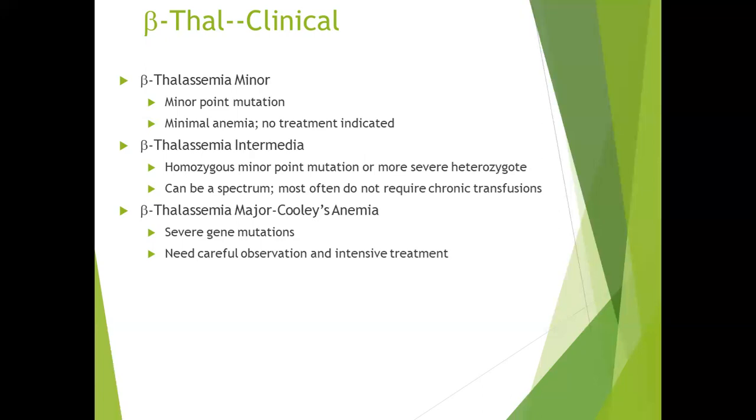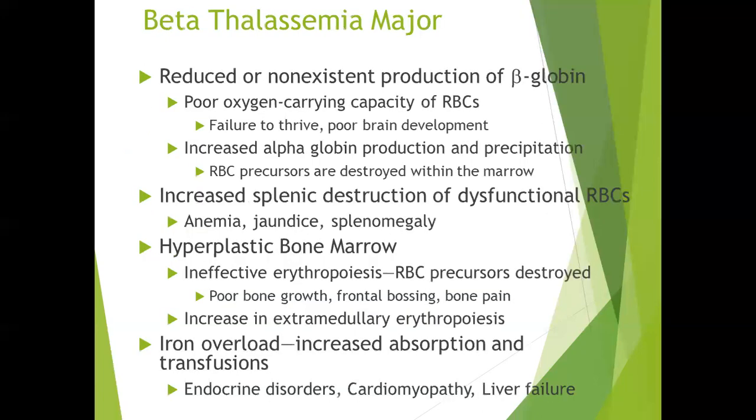Beta thalassemia major is also called Cooley's anemia. There is severe gene mutation, so beta globin chain production is severely affected. It needs careful observation and intensive treatment. So what is basically beta thalassemia major? It is reduced or non-existent production of beta globin. So there is poor oxygen carrying capacity of RBCs, failure to thrive, and poor brain development.